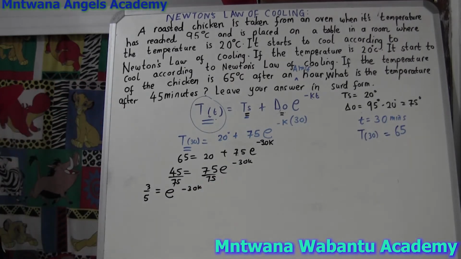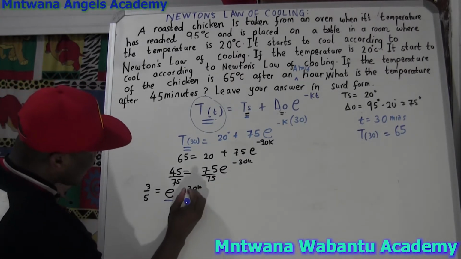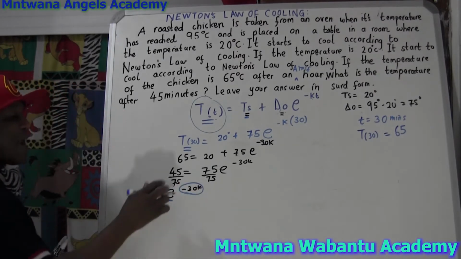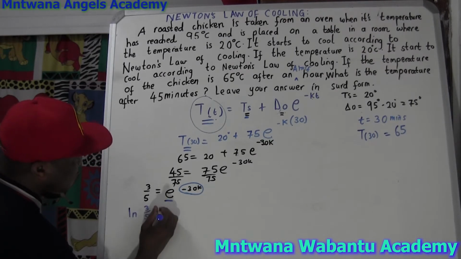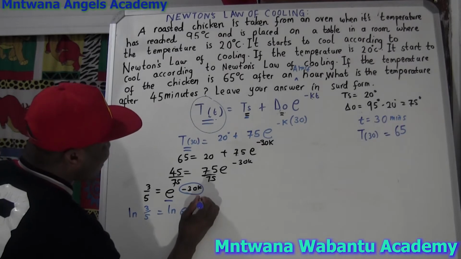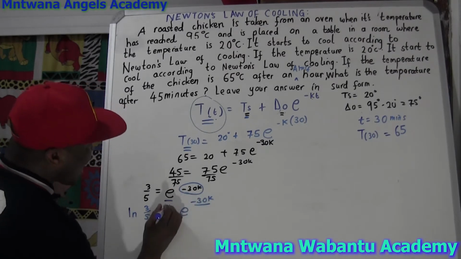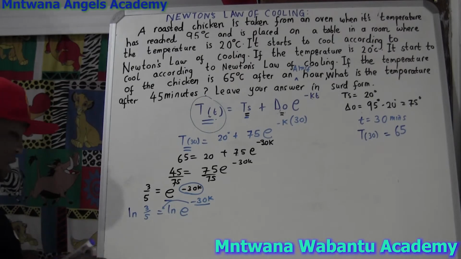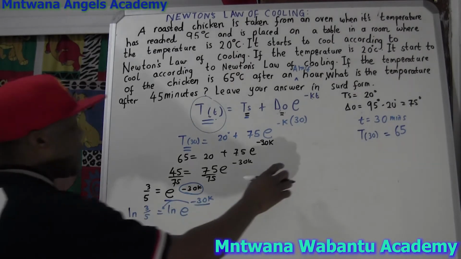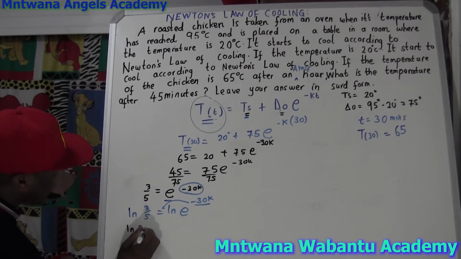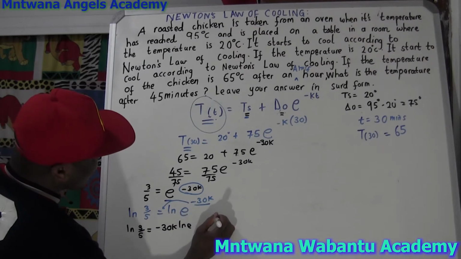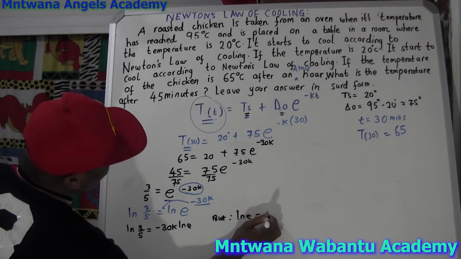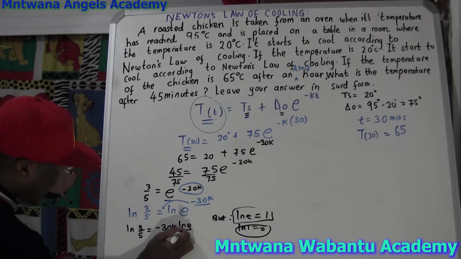Just like we say, if you have an e and an unknown you're looking for, apply ln throughout. So ln of 3 over 5 equals ln of e to the negative 30k. This exponent comes to the front, so we have ln of 3 over 5 equals negative 30k ln of e. But ln of e equals 1, mathematically. Also ln of 1 equals 0, but that is not part of the equation, it's just for you to know.